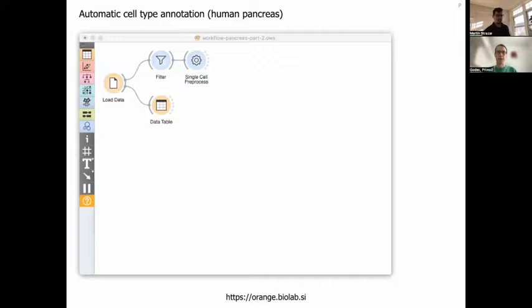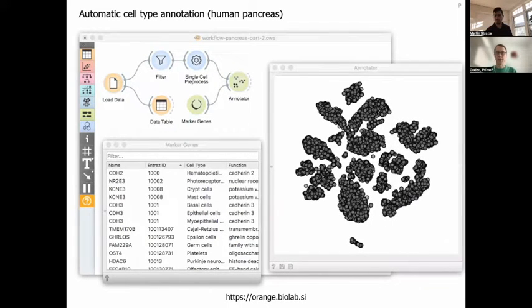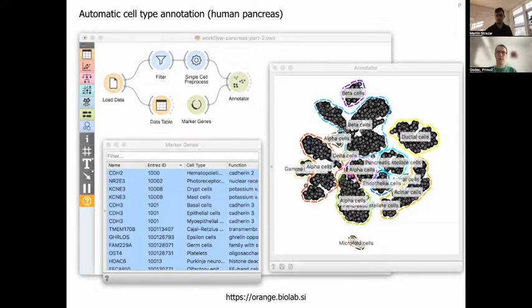Okay, we packed the previously described method in an annotator widget. The annotator widget gets single cell gene expression data on the input and also marker genes. Then it identifies clusters of cells and marks each cluster with the cell type according to majority voting. Here I would also like to mention that we also put some effort into making a nice hull around each cluster, so that it's visually more friendly.